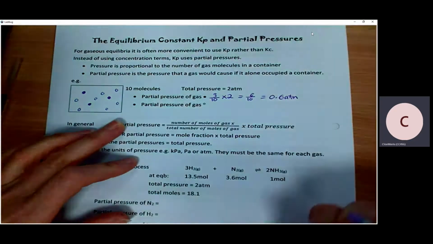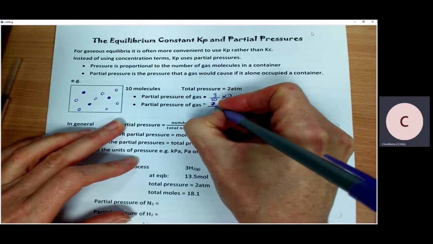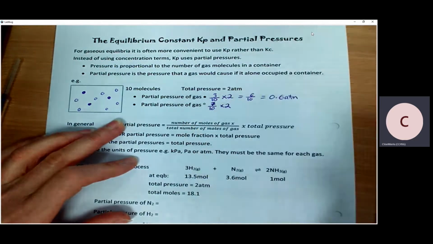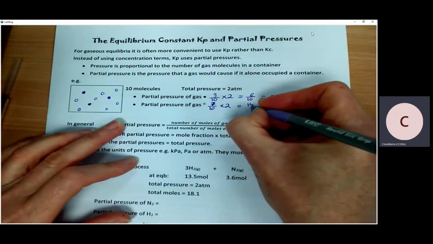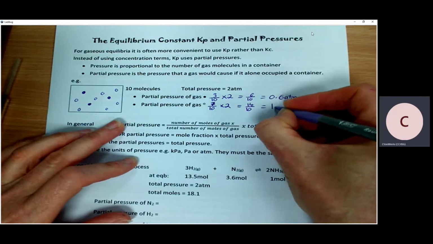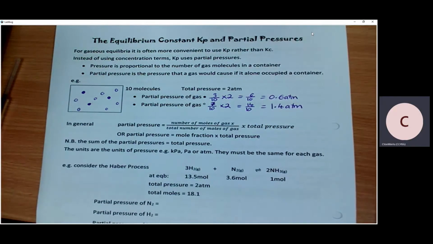And then our partial pressure of our not coloured in gas is going to be the rest of it. So it's 7 out of 10 particles contributing to the overall pressure of 2 atmospheres. That is 14 over 10, which is going to be 1.4 atmospheres. Anything that we can spot about our 2 partial pressures? Absolutely, they add up to the total pressure. So it's always worth using that as a quick check. The sum of the partial pressures must add up to the overall pressure.